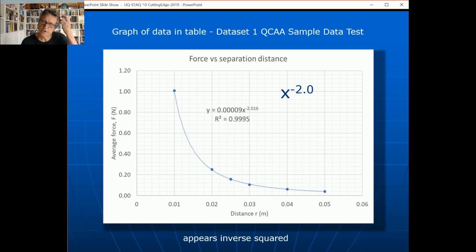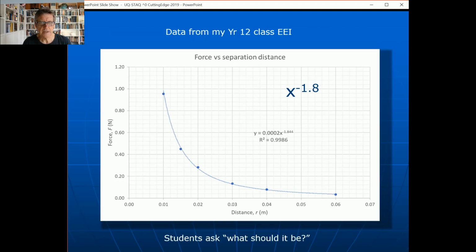They'll say to you, what should it be? And you know, that's where you have to decide what to tell them. And I'll give you some information in a minute about what you can tell them. But it's good enough to say that's the relationship. They can linearize that. And this is actual real data I took from some of my students who did it. And you'll notice this particular group got 1.84. So it's almost inverse squared. And I've got down the bottom here, what students say, what should it be? Because everyone wants to know that.